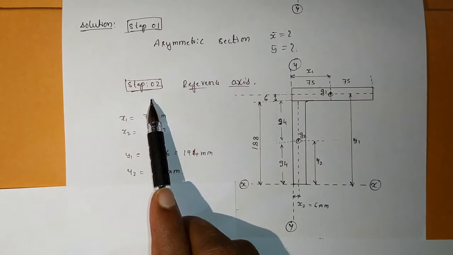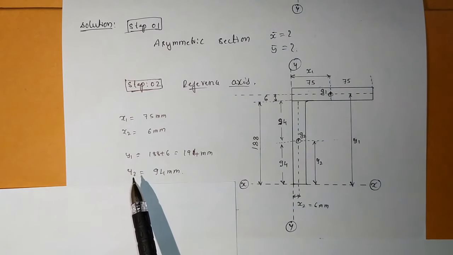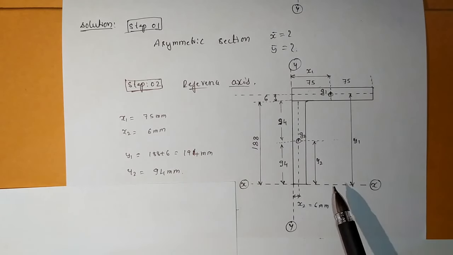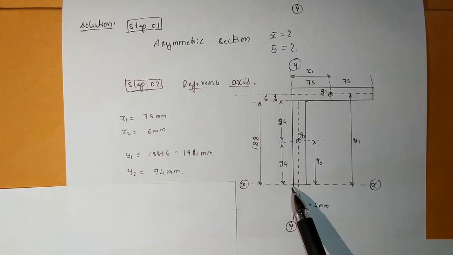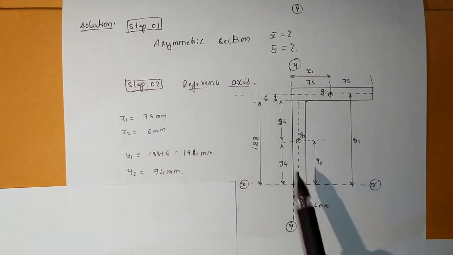In the second step, we have to choose the reference axis. After that, we have to find out the centroidal distances x1, x2, y1 and y2. For an asymmetrical section, I always choose the bottom left corner as the reference axis. This is the x-x axis and this is the y-y axis.